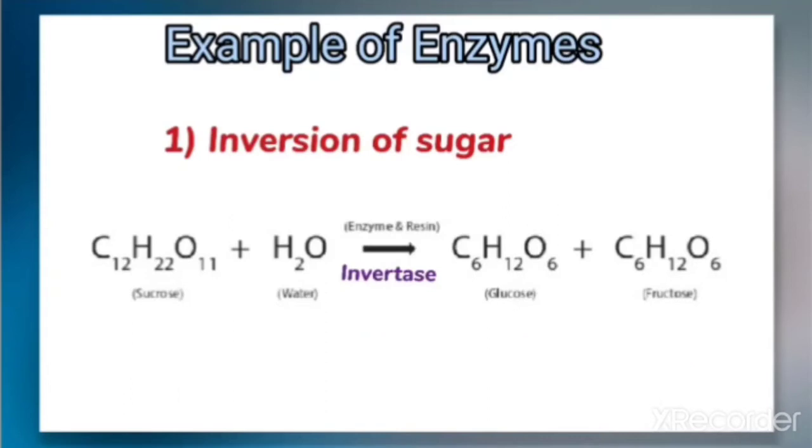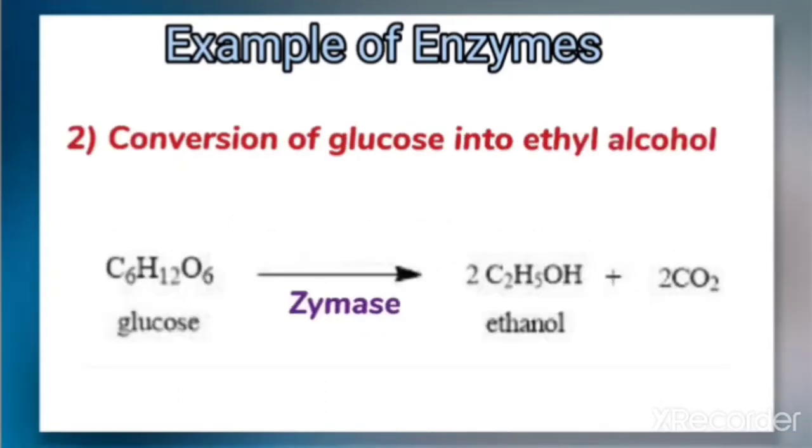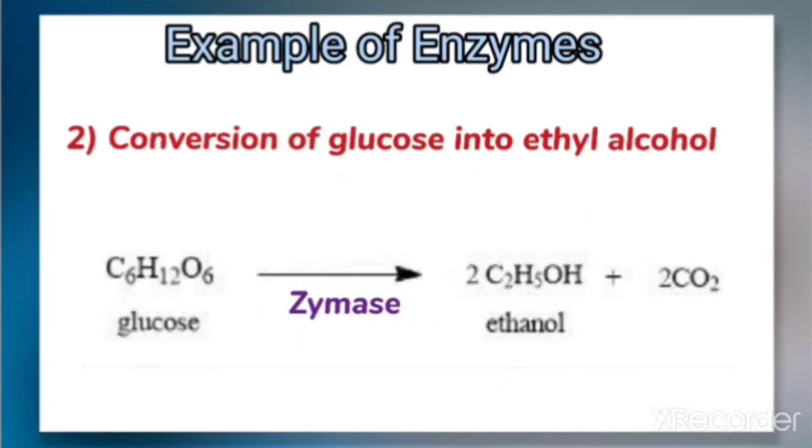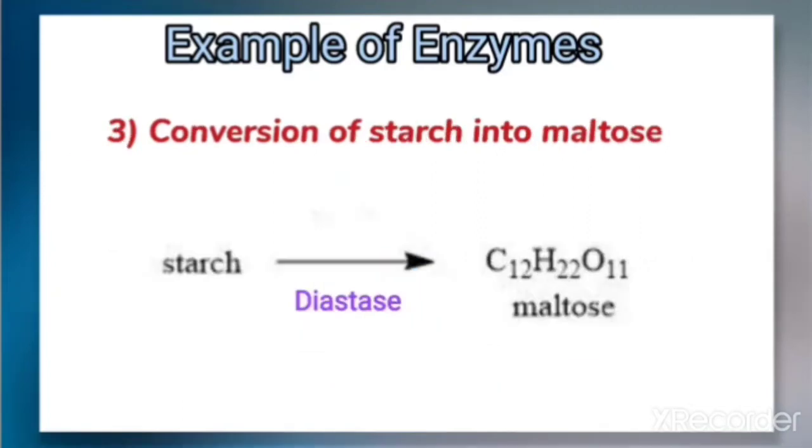The next is the conversion of glucose into ethyl alcohol. The enzyme here is zymase. The enzyme zymase converts the glucose into ethyl alcohol, which is also called ethanol. This reaction is catalyzed by the enzyme zymase, and carbon dioxide is the side product which is formed here.